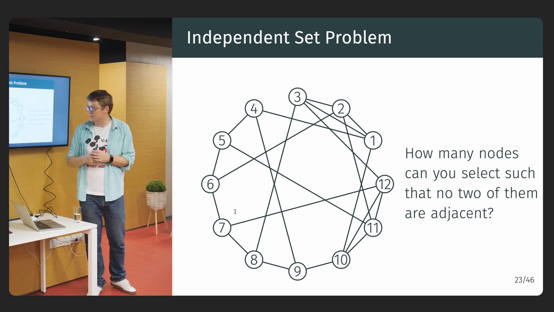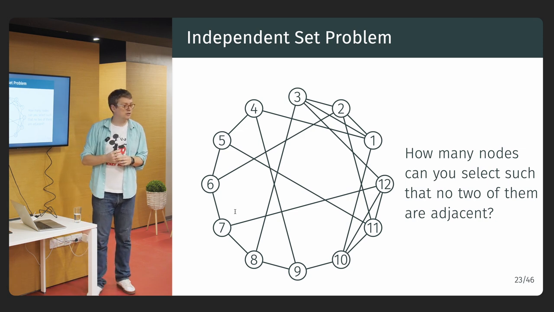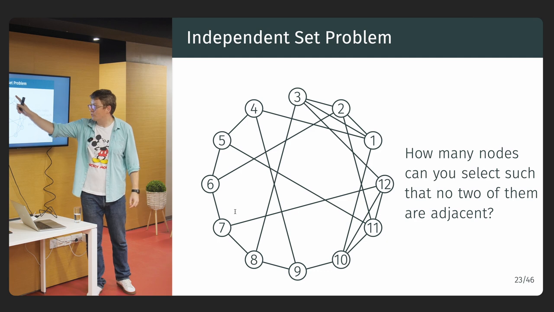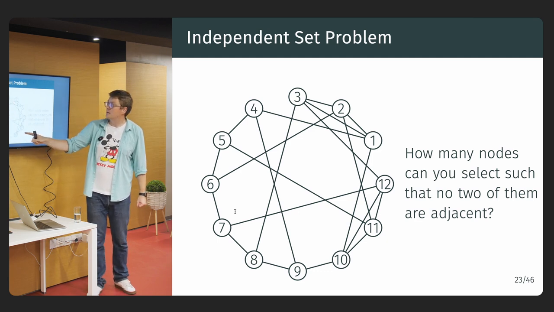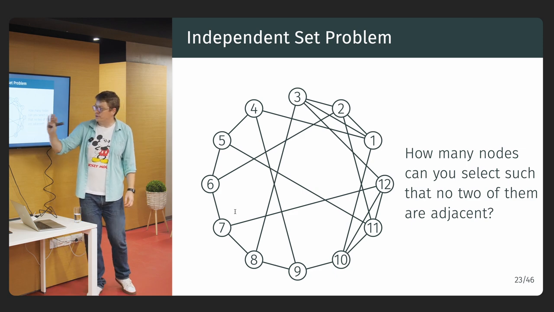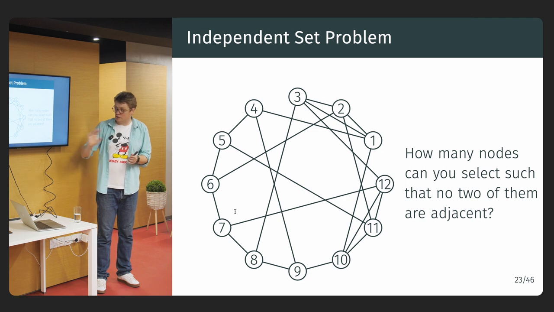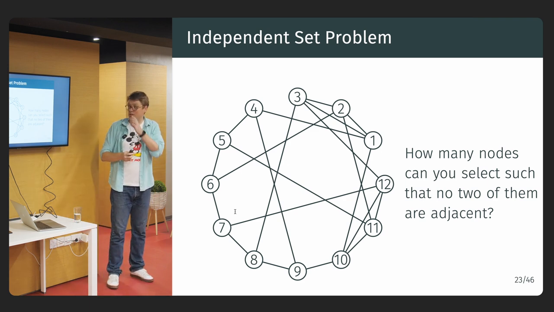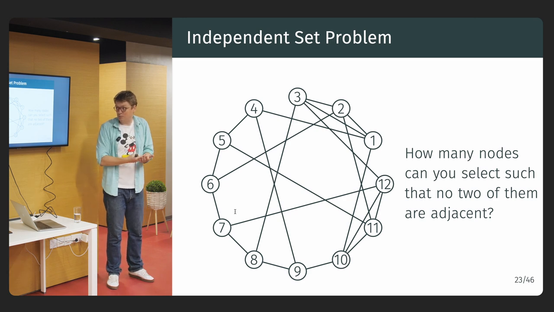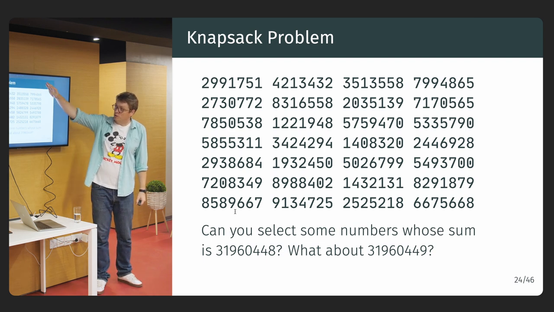You cannot take 6 and 7, but probably you can do something different, right? Sorry? 3, 4, 6, and 10. Yeah, this works. And let me just tell you right away that it is not possible to select five nodes here. This should not be immediate to you, but I will be able to convince you that it is not possible.